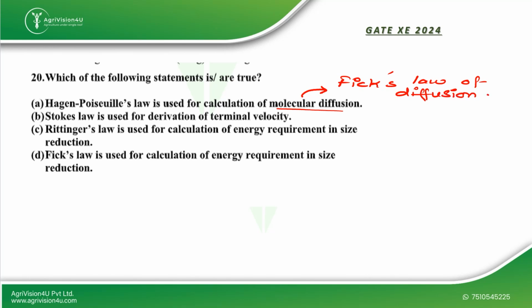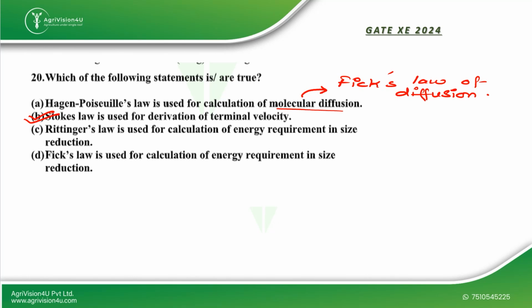Next, Stokes' law, it is used for derivation of terminal velocity. So this statement is correct, since Stokes' law describes the drag force experienced by a spherical particle moving through a fluid, which is used to derive the terminal velocity of those particles when the gravitational force is balanced by the drag force. So this statement is correct.